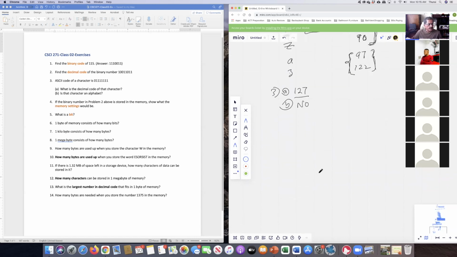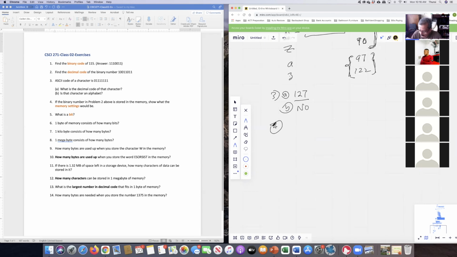Okay, going over to problem number 4. Problem 4 says, if the binary number given in problem 2 is stored in the memory, show the memory setting. So it wants you to show the memory setting when you store that binary code. When you store it in the memory, the circuits will be set on and off according to the binary code. Every 1 will be represented by an on, every 0 will be represented by an off. So we need a circuit turned on for the first one.